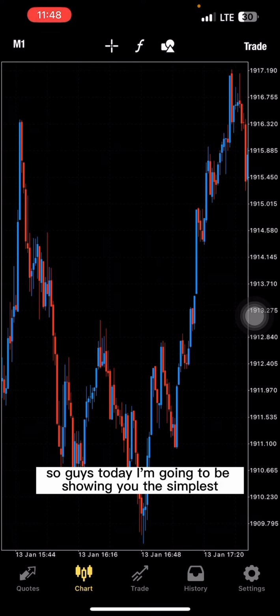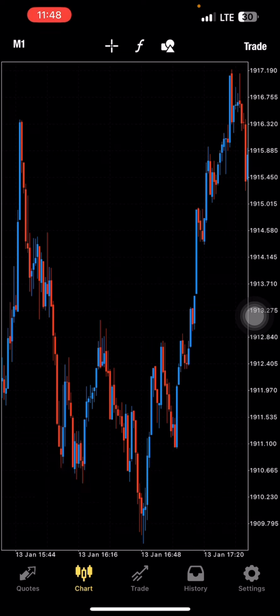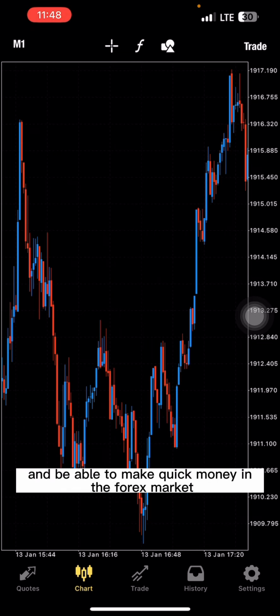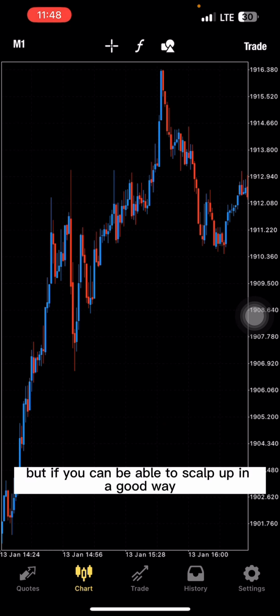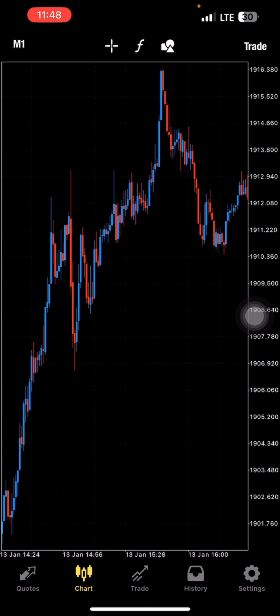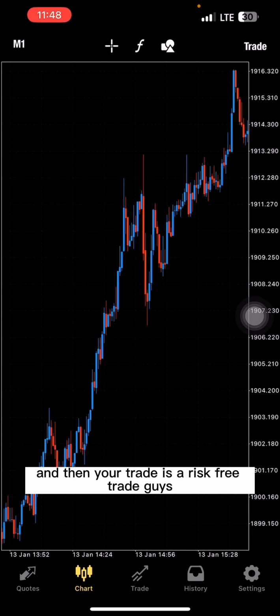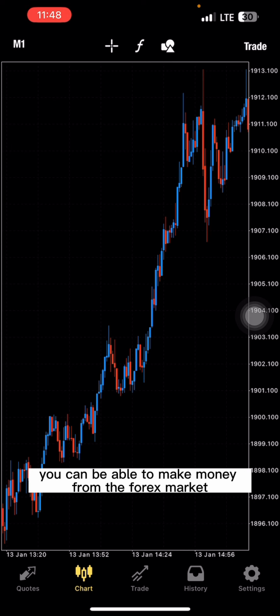So guys, today I'm going to be showing you the simplest way you can scalp around the market and be able to make quick money in the forex market. As most of you know, scalping is one of the quickest ways, but if you can scalp in a good way and your trade is a risk-free trade, guys, you can make money from the forex market.